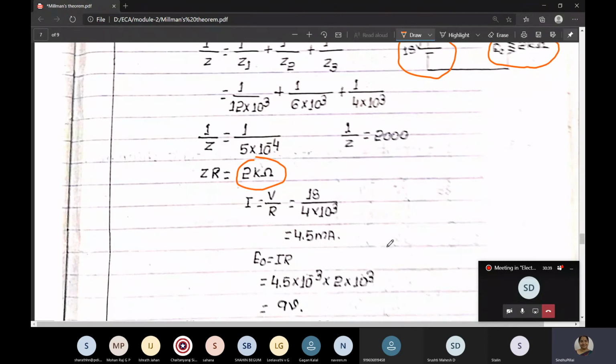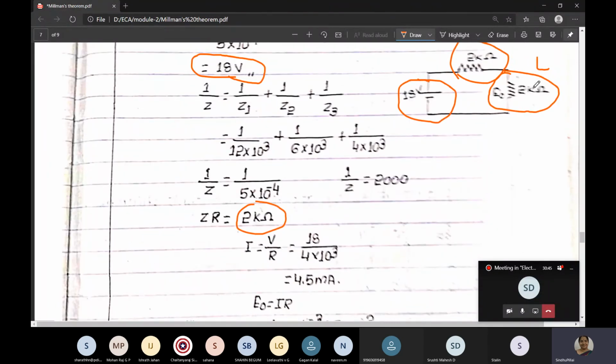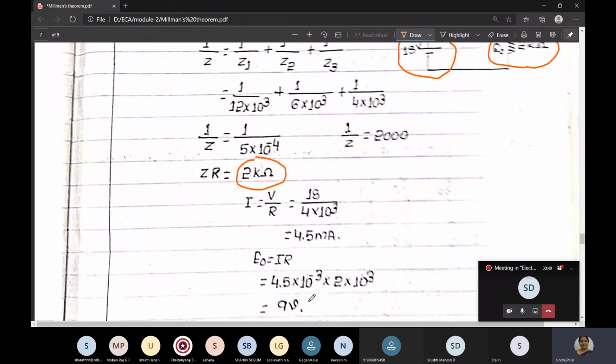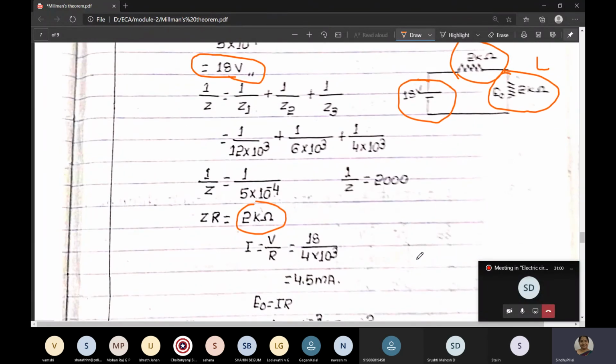So voltage E0 is equal to I into R. I is 4.5 milliamps into R is 2 kilo. We want the voltage across E0, so it is 2 kilo. We'll get E0 is nothing but 9 volts. They have told you to find out the voltage across 2 kilo ohms, so it is converted and we got the answer as 9 volts.